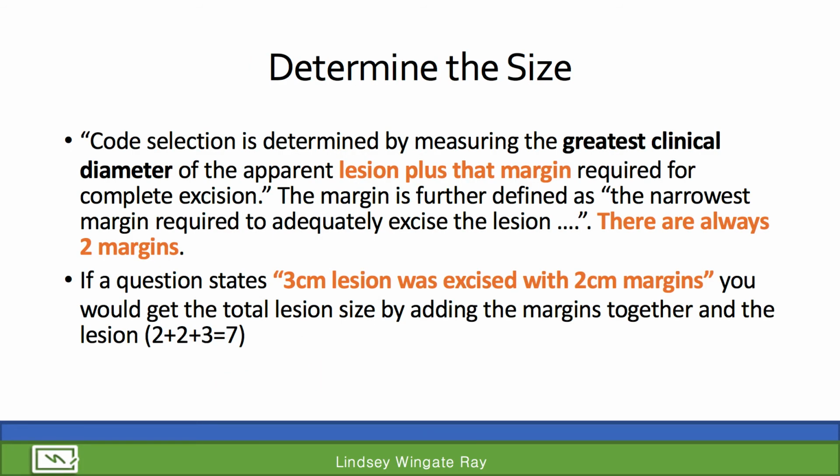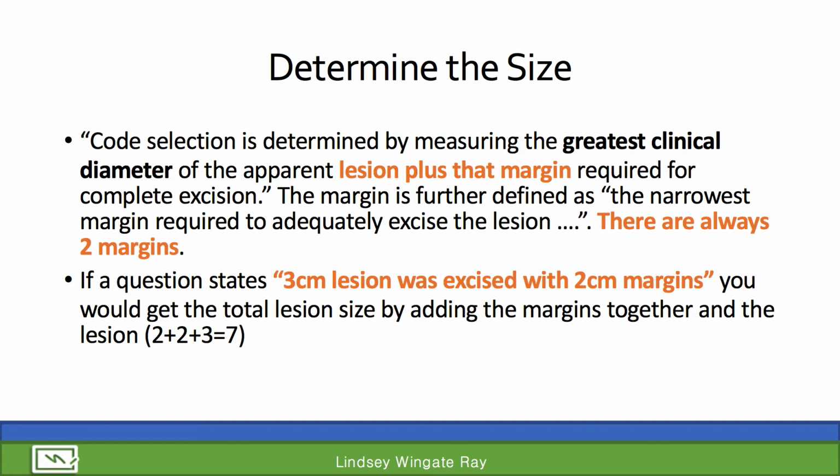The actual guideline in the CPT book says code selection is determined by measuring the greatest clinical diameter of the apparent lesion plus that margin required for complete excision. The margin is further defined as the narrowest margin required to adequately excise the lesion. There are always two margins.